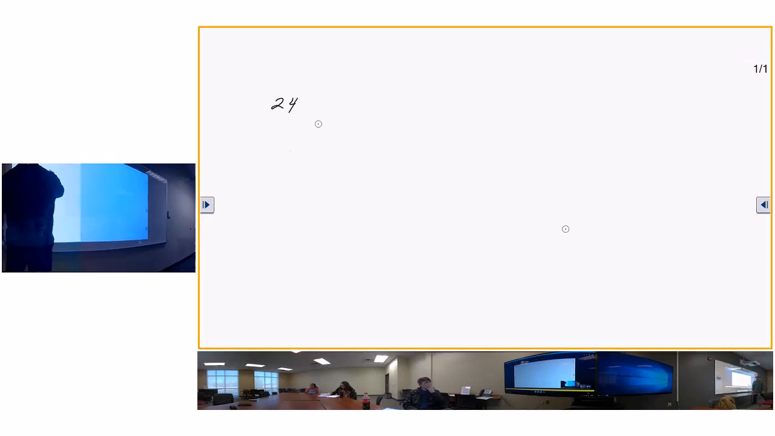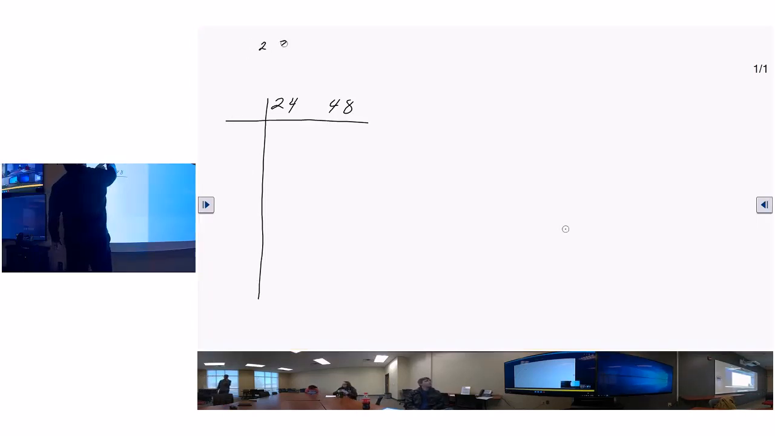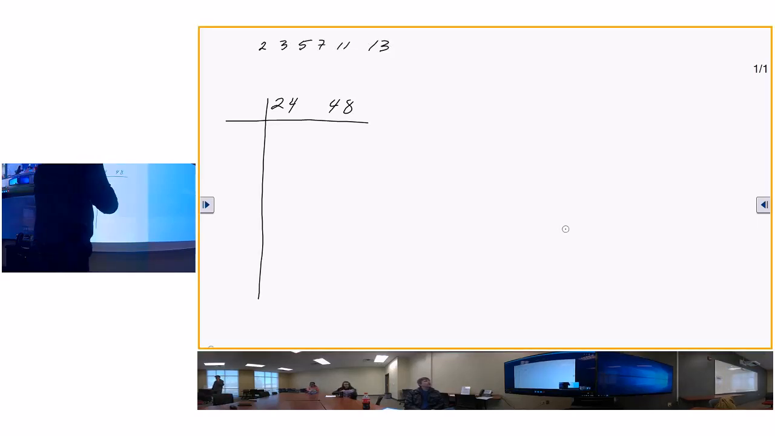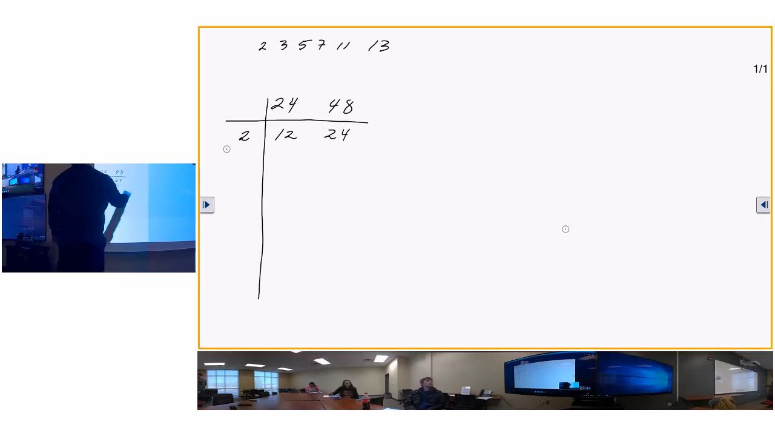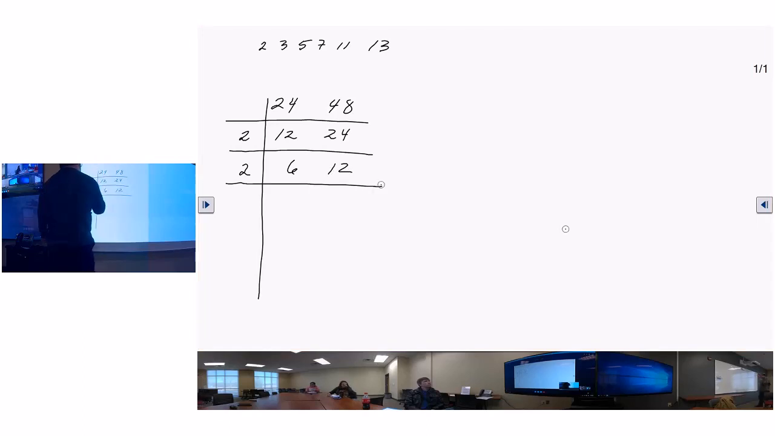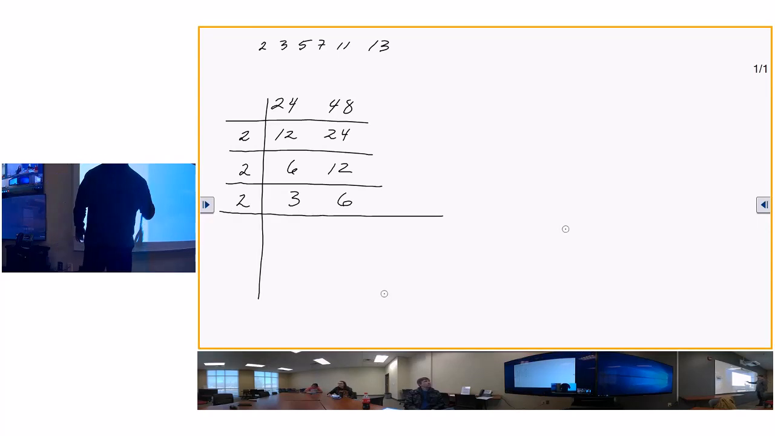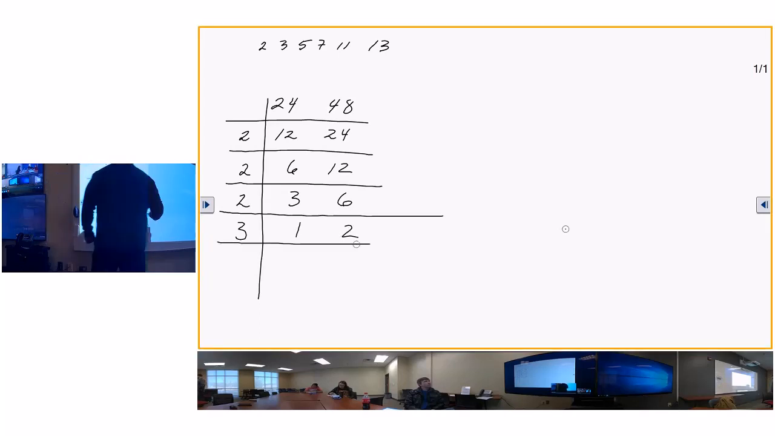So, we know how to do this, 24 and 48. We know how to find the least common multiple. So 2, 3, 5, 7, 11, sometimes 13. We know how to find the greatest common divisor and least common multiple, so we'll go ahead and do that. 2 on there, 12 and 24. 2, 6 and 12. 2, 3 and 6. Real math. Oh, no, 3. 1 and 2.